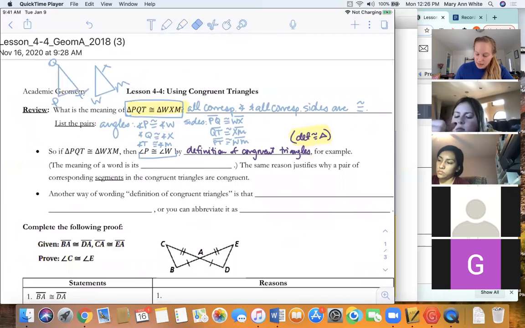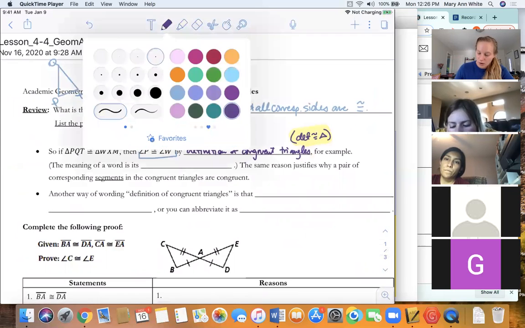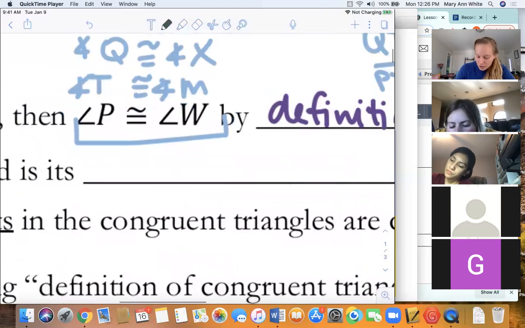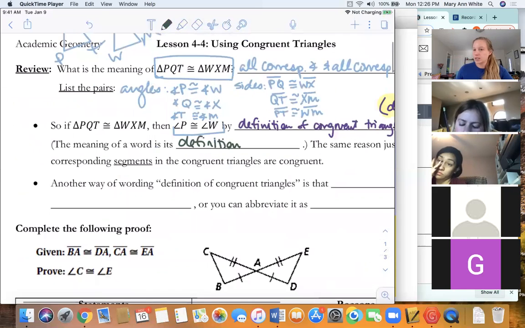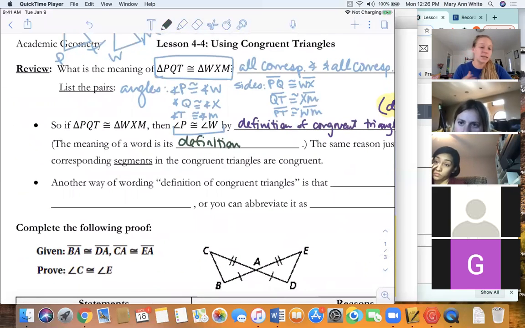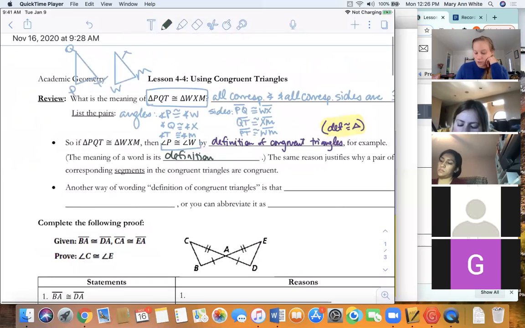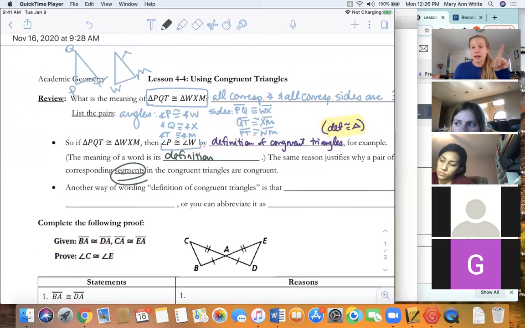The reason we say that is the meaning of a word is its definition. So if we ever think, okay, that's just what it means to be congruent, then that's why we say definition of. That's the same reason why we said definition of perpendicular lines, definition of a midpoint. That's just what that means. This also works with segments or sides. I just used an example of P and W, which were angles, but this works for any piece, sides, angles, whatever, of a triangle. So that's the only new thing I'm teaching you.